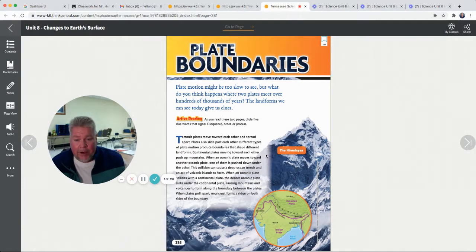When plates pull apart, new crust forms on the ridge of both sides of the boundary. A lot of information, like I said today. It's a little bit hard to understand. But if we look right here, here's the Himalaya Mountains. Here's a picture of them.